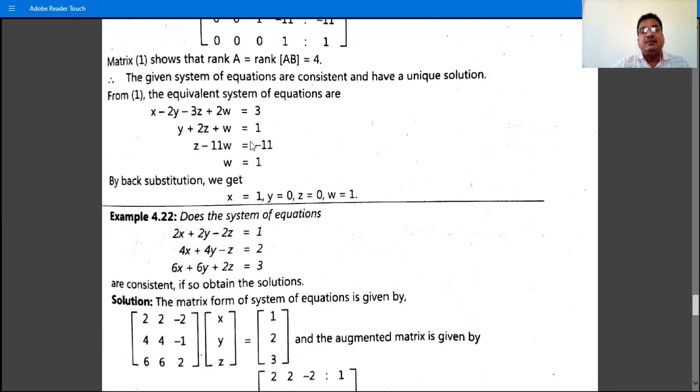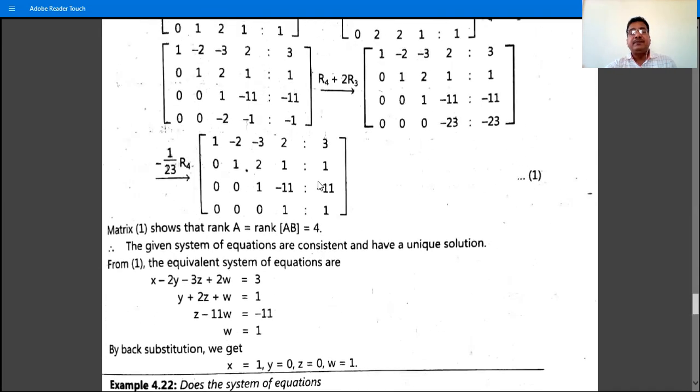So we have z as 0. If we substitute w as 1 and shift the minus 11 to the RHS, then minus 11 plus 11 is 0, so z is 0. Then substituting w as 1 and z as 0 in the above equation, we have the value of y equal to 1. Then substituting the values of y, z and w in the first equation, we get the value of x as 1. So x is 1, y is 1, z is 0, and w is 1, and this is the solution of the given system.